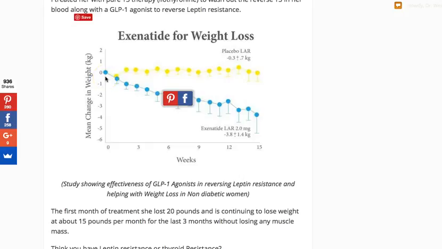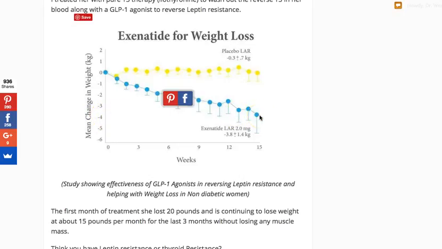This is taken from the manufacturers of the medication, and it shows time on the x-axis down here, so 0 to 15 weeks, and then on the y-axis it shows how much weight they lost. So it's the mean change in weight in kilograms, which is important. This is not pounds, this is kilograms. And so you can see those that were treated with the GLP-1 agonists, who also have thyroid resistance, their weight falls down without making any other changes, simply by reversing that hormone imbalance, down to somewhere in the 4 range, so that's probably around 10 to, my results show in about 3 months anywhere from 10 to 15 pounds.